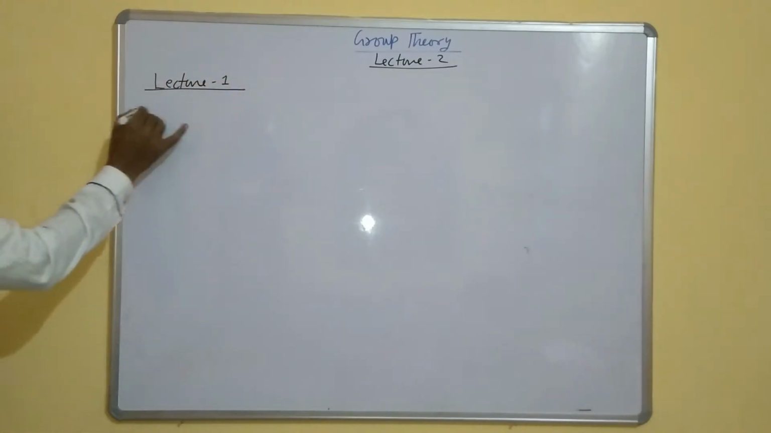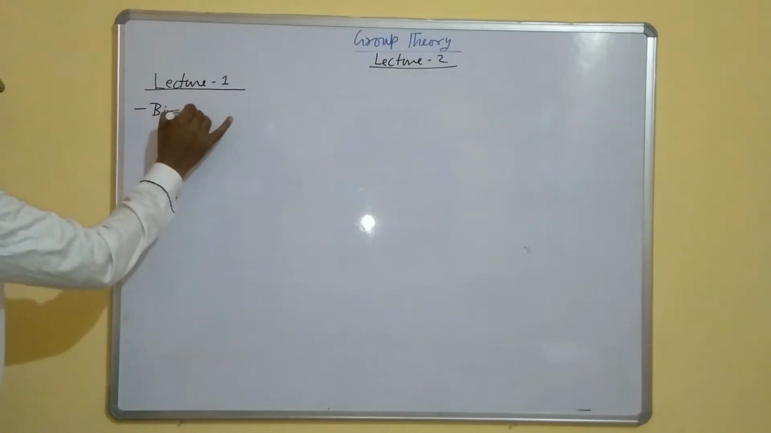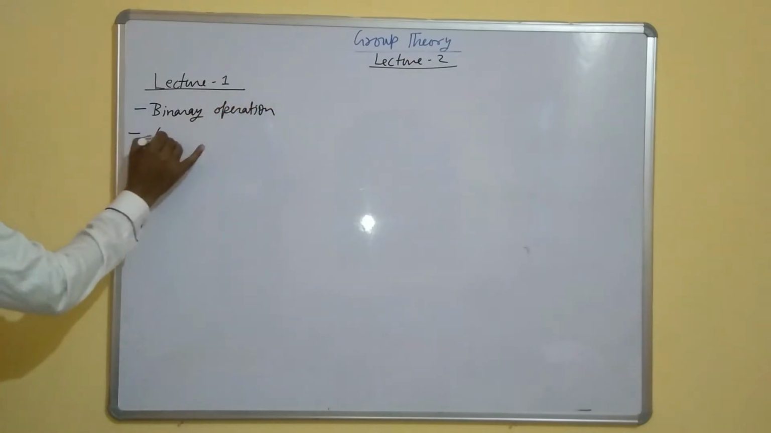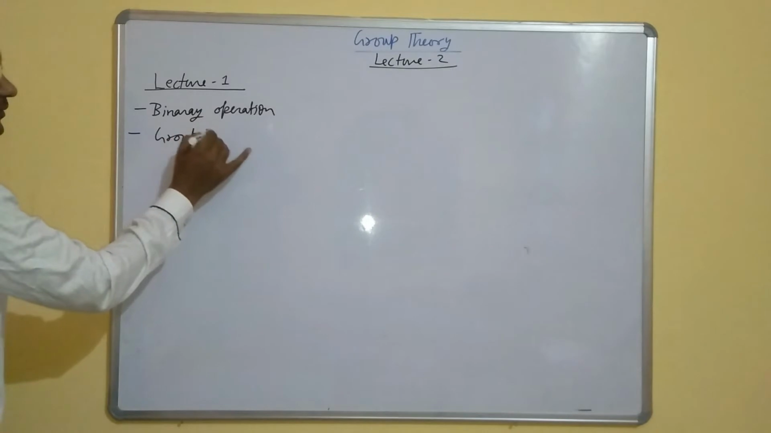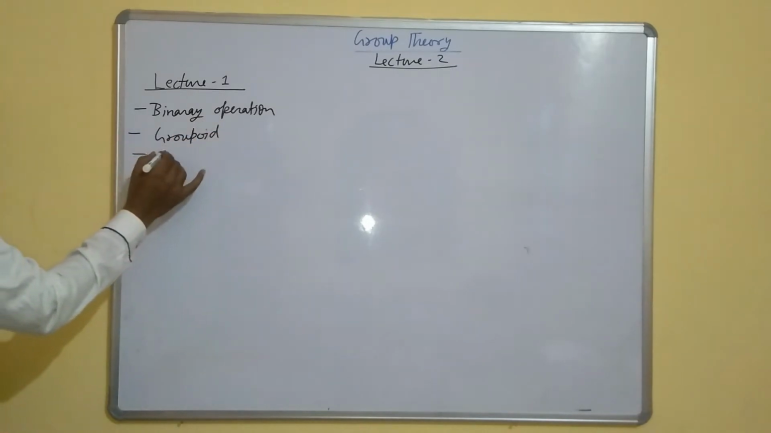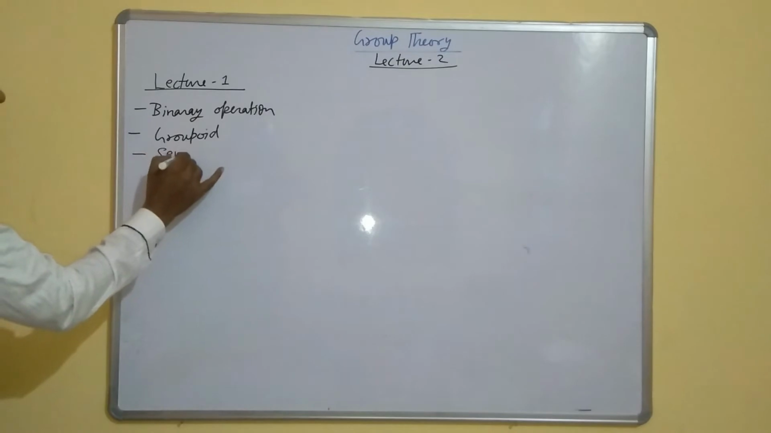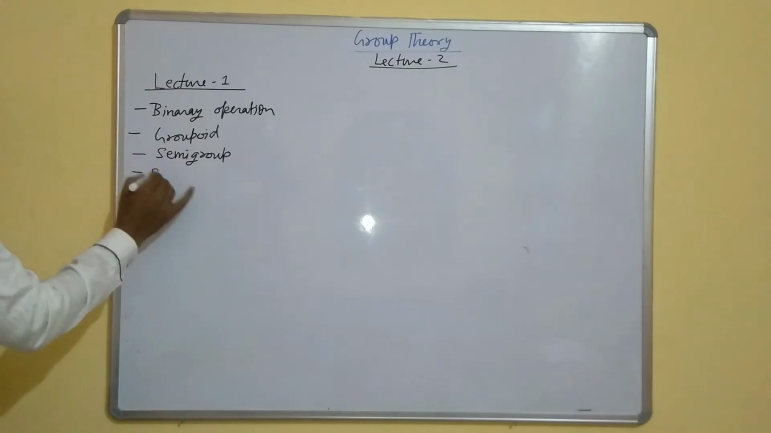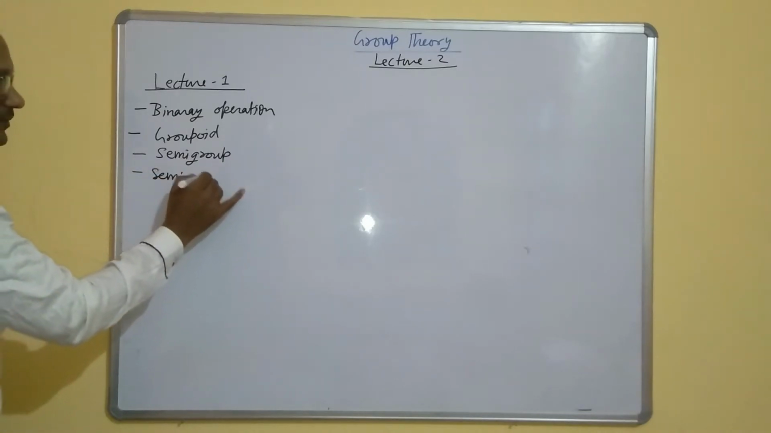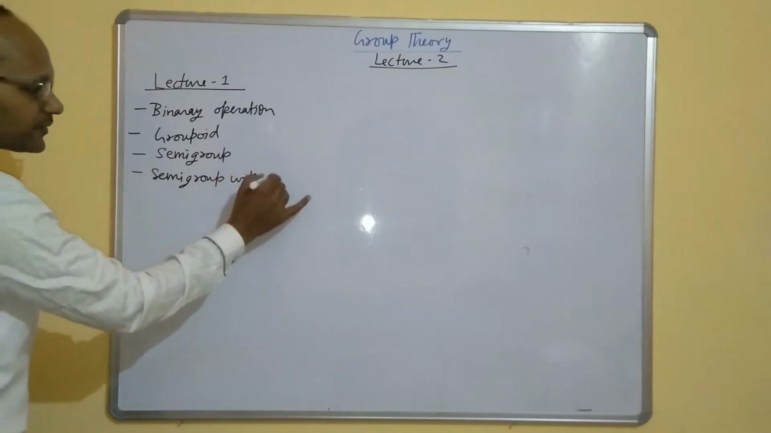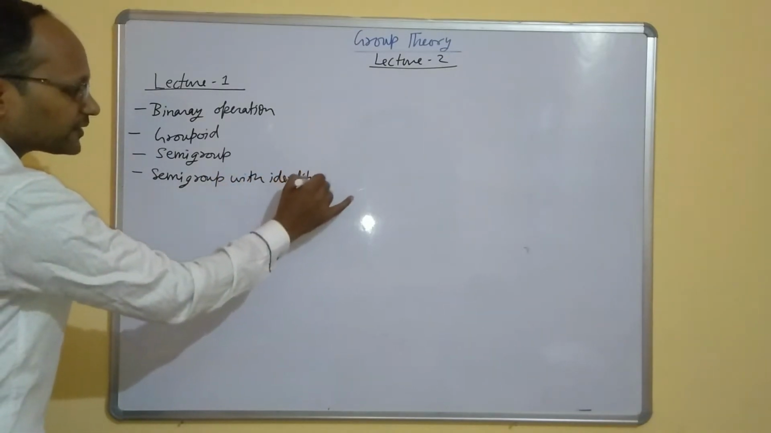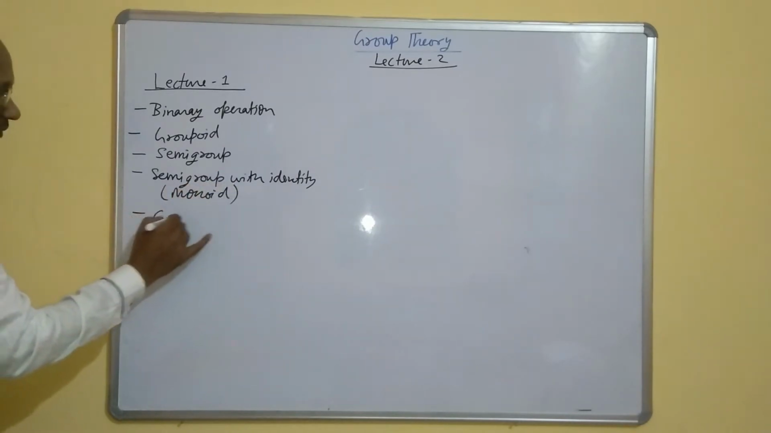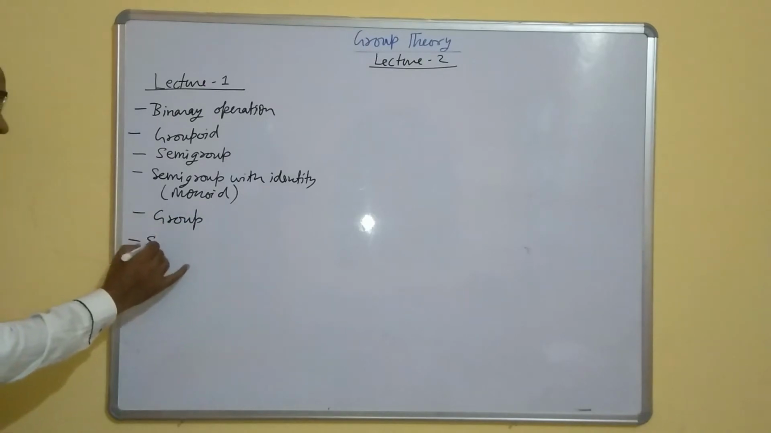In lecture 1 we have defined the binary operation. Then we defined groupoid, then semi-group, and then semi-group with identity, that is also called the monoid. This is what we have done, and then we defined group, and we have done some examples of group.